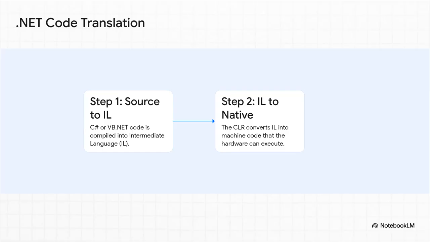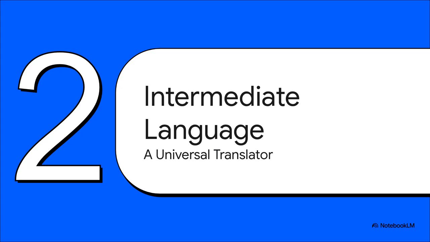Now, here's where it gets really clever. You might think .NET just does a direct one-for-one translation, but nope. Instead, it uses this really smart two-step process. First, our source code gets turned into something called an intermediate language. Then, and only after that step, does that intermediate language get turned into the native code the machine understands. So let's dig into that first step, because this is where the magic really starts.